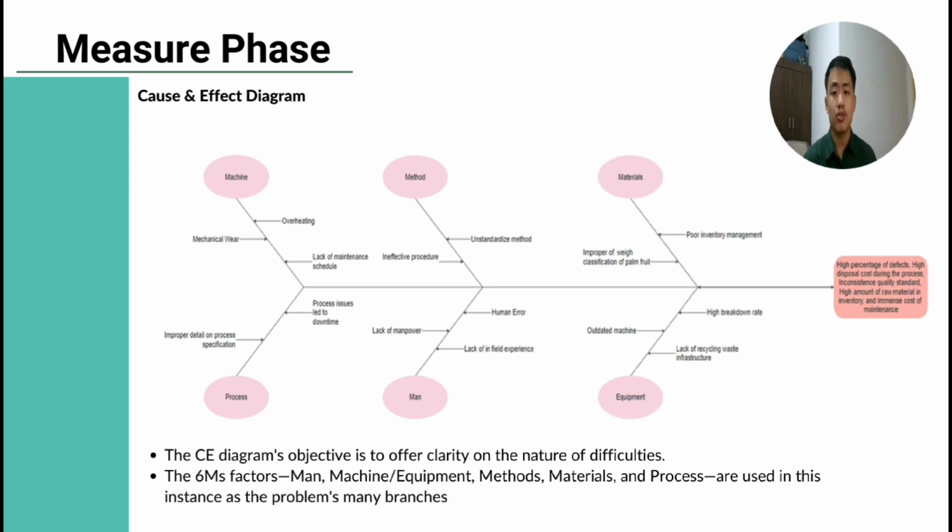In this phase, we can use the cause and effect diagram, also known as the fishbone diagram. And here is the list of our cause and effect diagram that has been established. Here, it includes the machines, methods, materials, man, the equipment, processes, and from there we can identify the effect and the cause that can be a crucial baseline for our project.